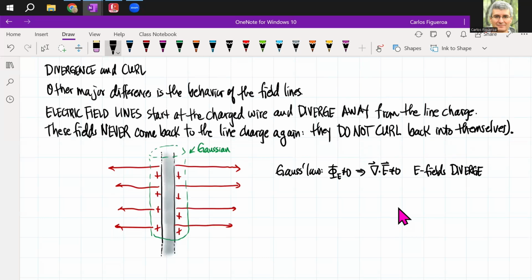On the other hand, we've already said that these field lines do not come back to the line charge. So we can immediately say that del cross E must be zero, and that tells us that E fields never circle back to the line charge.